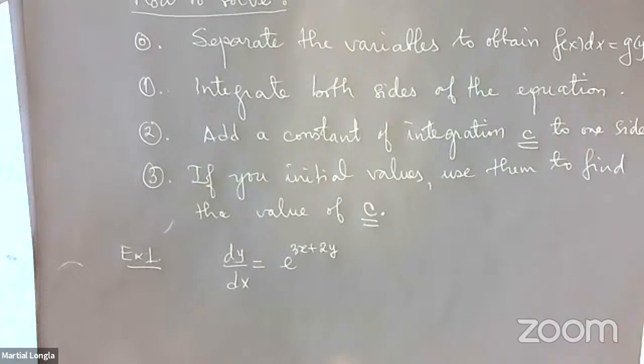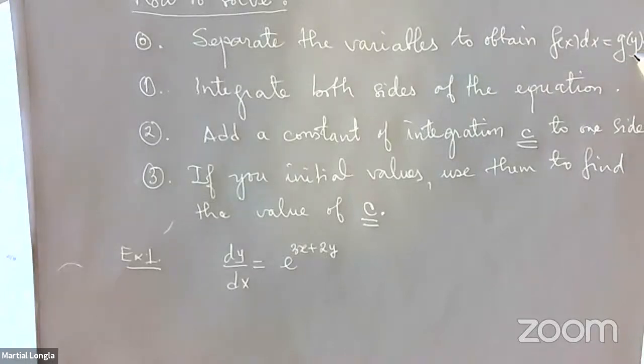The reason why we can do that is that here, this e to the 3x plus 2y is e to the 3x times e to the 2y. So we can actually write that right-hand side as a product of two functions, one of which has to do only with x and the other only with y. So we separate those functions, and now we can send all the x's to one side and all the y's to another side, and therefore we will complete this step. Am I making sense?